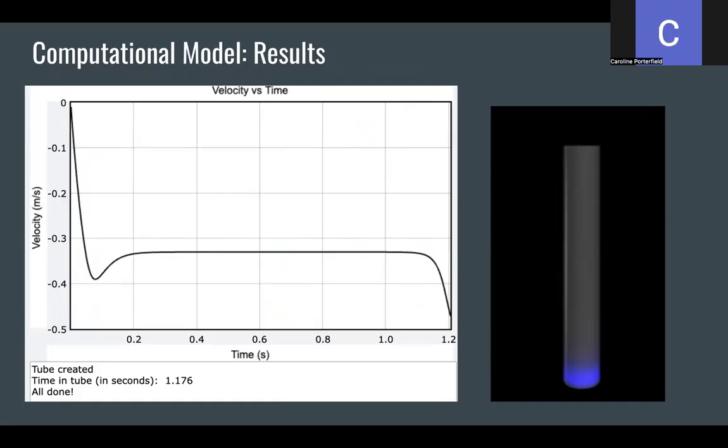The graph shows that as the magnet enters and leaves the tube, the gravitational force is greater than the magnetic force. This causes the magnet to accelerate. In the middle of the tube, the forces balance out, which you can see as the constant velocity on the graph. This was right around the experimental model, but more precise due to the lack of human error.